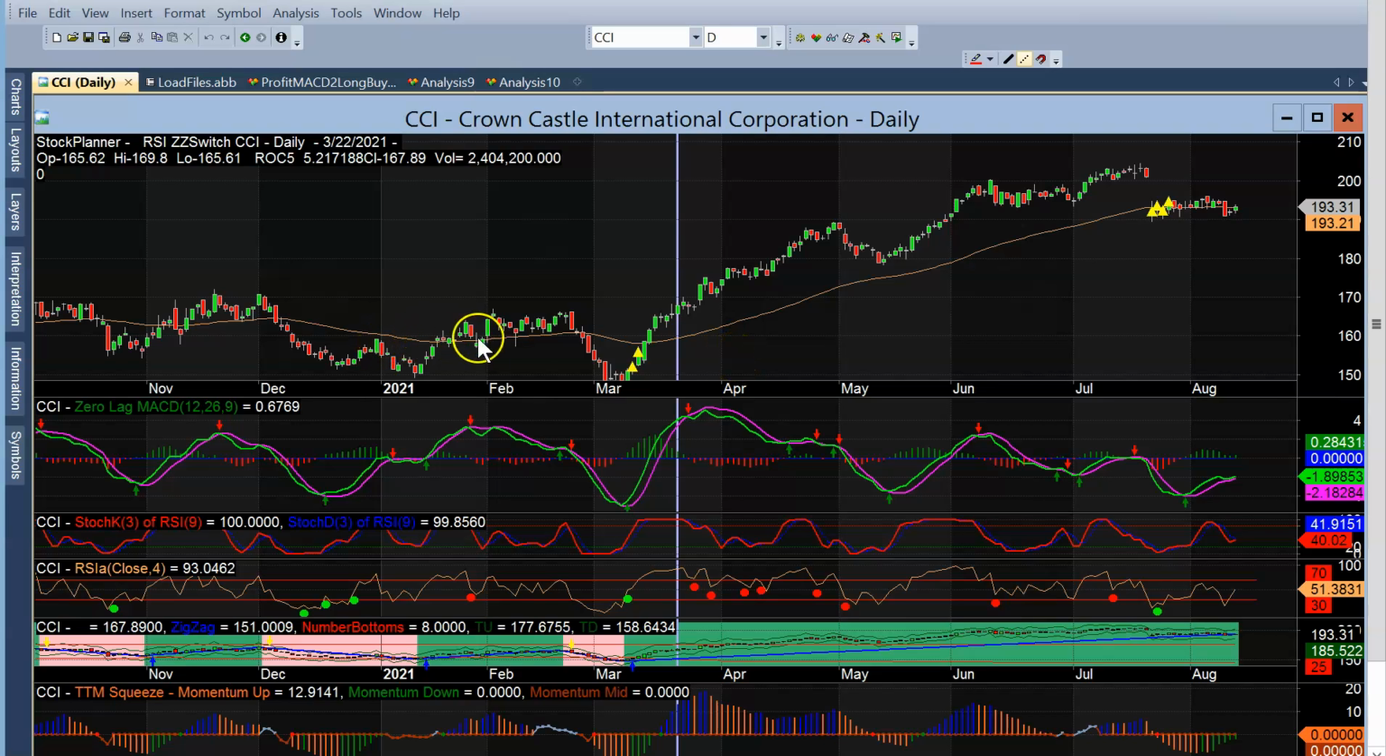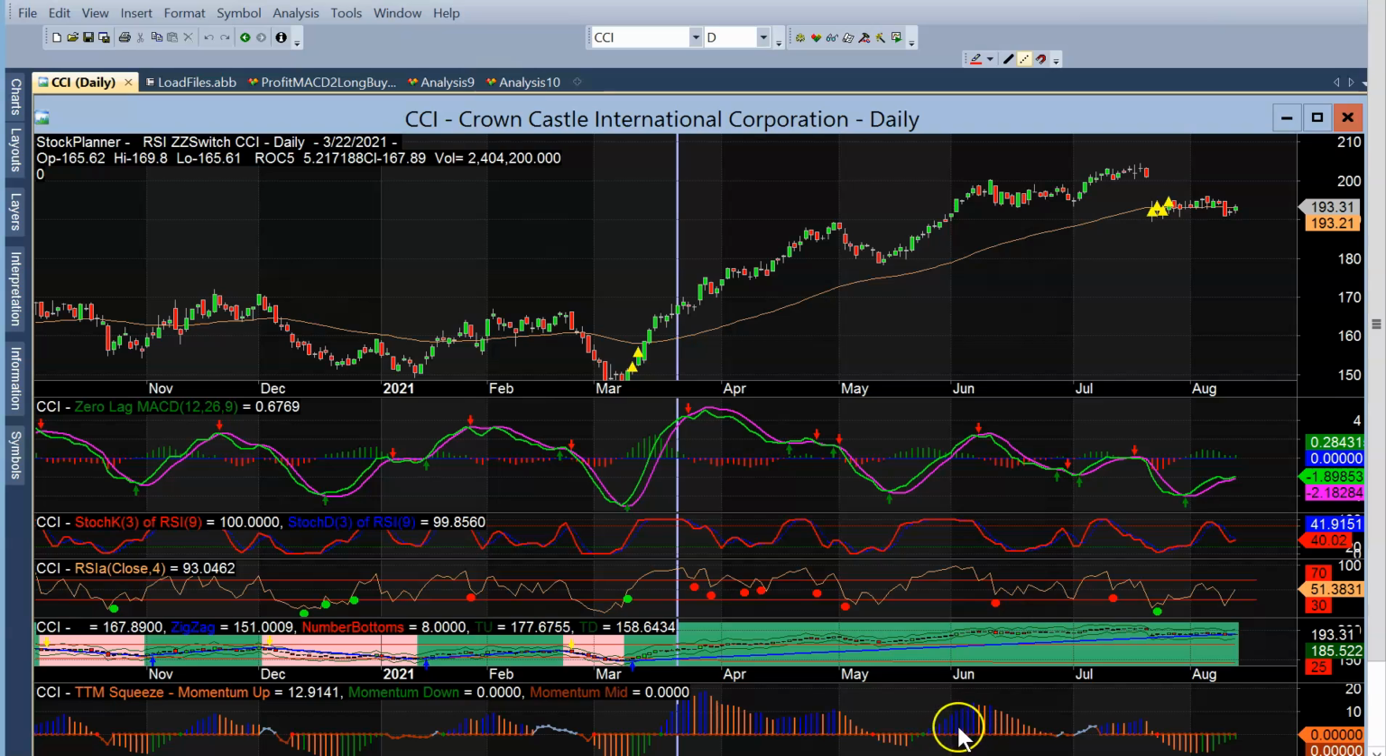On this, I have painted the 50-day moving average, the zero lag MACD, the stochastic RSI, and the RSI set at 4. I choose to have my zigzag throttled back, which is slightly different than the one on TradingView. It's throttled back at 7%, and I have an extra indicator, a momentum indicator called TTM squeeze. You don't need this momentum indicator. The MACD has a momentum indicator as well.